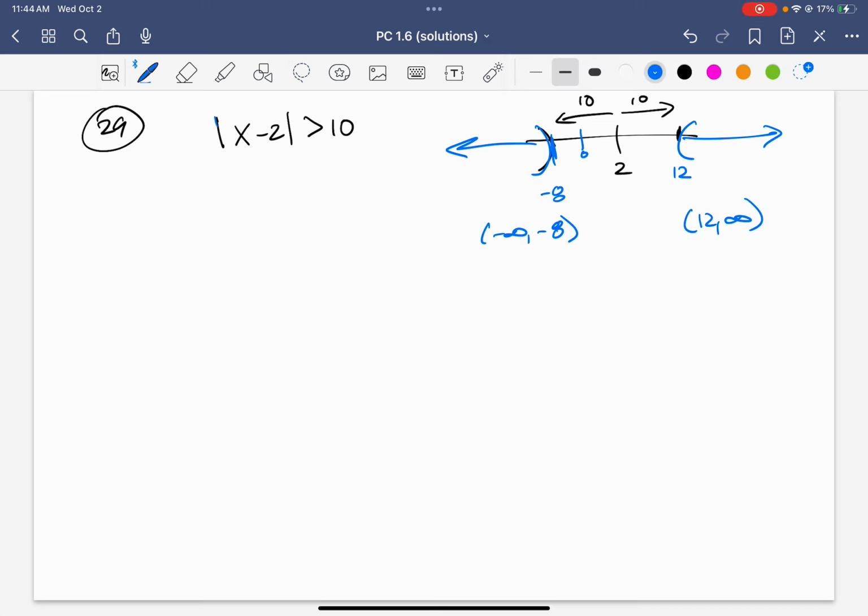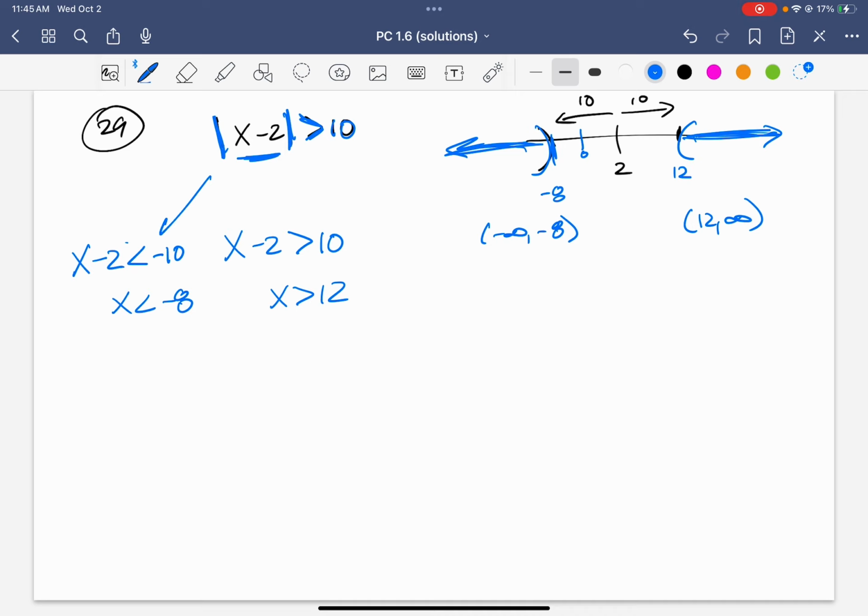Let's see if we can use the algebra. If my absolute value is greater than 10, then that means when I walked from 2, I either walked more than 10 away, or in the negative direction, I walked less than negative 10 away. That would put me out on these two ends. So it either means I'm greater than 12 or I'm less than negative 8. Do you see how with the algebra and the picture we got the same answer?